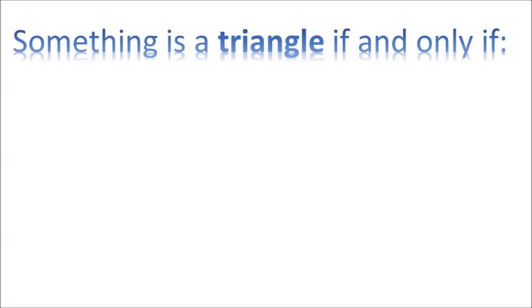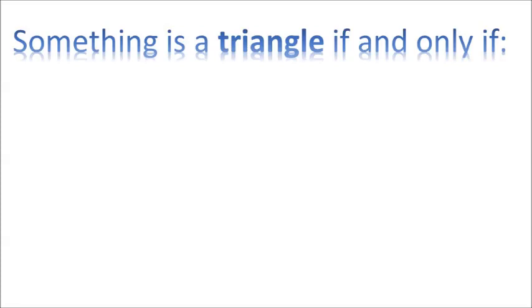Okay, in philosophy, definitions are very typically written in this fashion. Something is a triangle if and only if. That if part is to say, hey, meeting everything that follows is enough. It's sufficient to be a triangle. The only if part is to signal, hey, all of the things that are about to be listed are necessary parts of being a triangle.